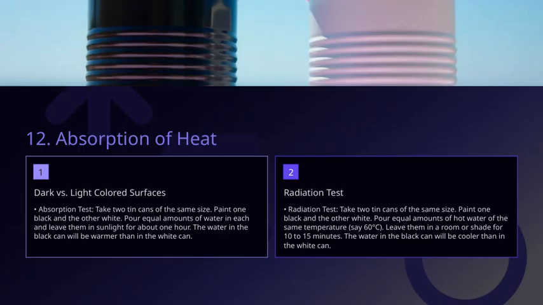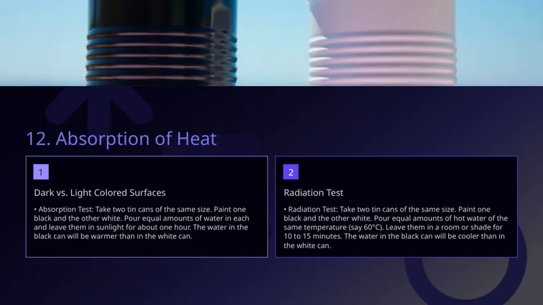Now, let's look at how different surfaces absorb heat through two simple tests. First, the absorption test. Imagine taking two tin cans of the same size, paint one black and the other white. We pour the same amount of water into each and leave them in the sunlight for about an hour. What do you think happens? The water in the black can will become warmer than in the white can. This shows us that dark surfaces, like black, absorb more heat from sunlight, increasing their temperature more quickly.